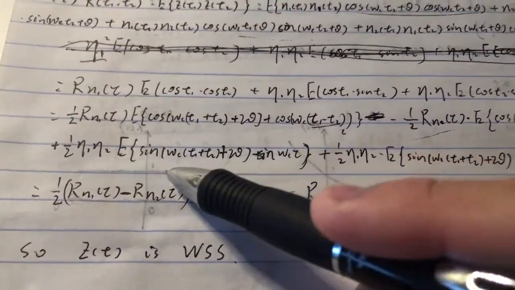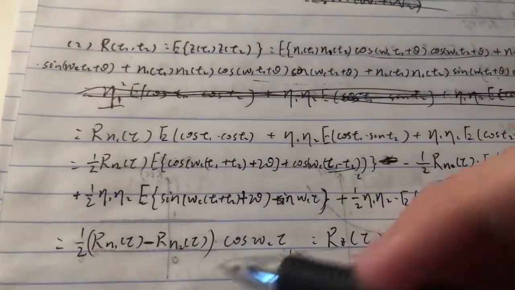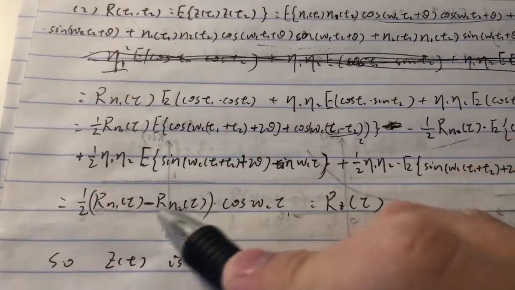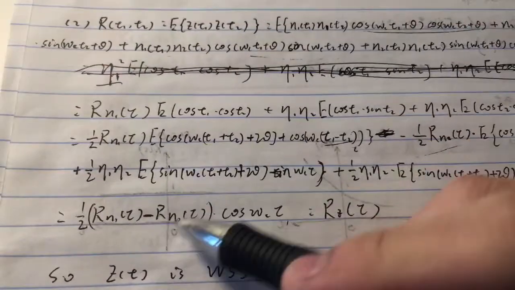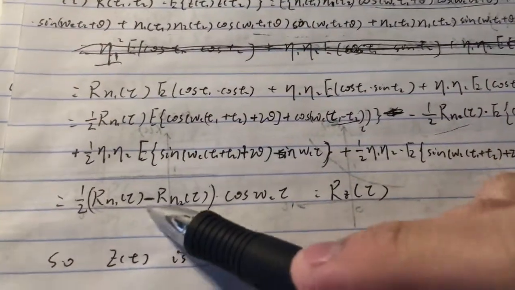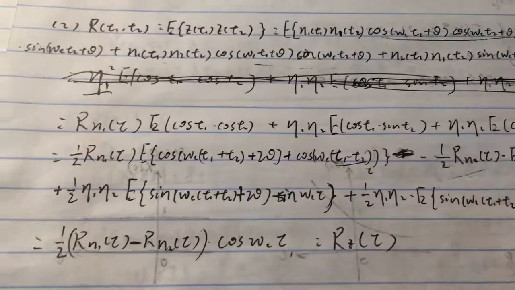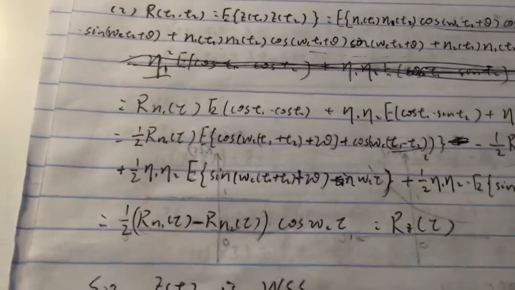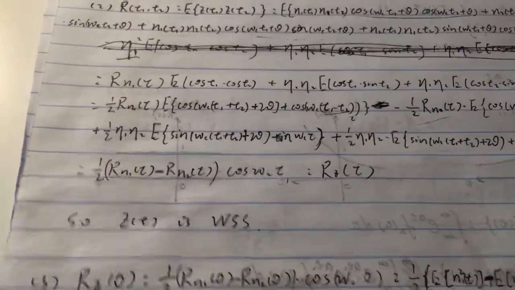This is the autocorrelation of z, and we found that this formula only contains tau equal to t1 minus t2 or t2 minus t1, so this should only be related to tau. So we found that z(t) is WSS, wide-sense stationary. So this is the second question.